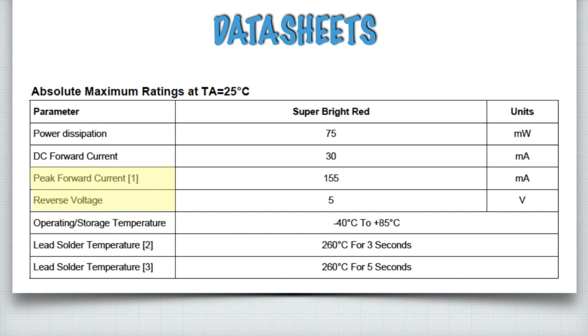And the one above that, which is the DC forward current, is 30 milliamps. That is the amount of current that it draws to make it turn on. And the one above it, the 75 milliwatts, that's the power dissipation. That's how much power it takes to make it turn on. So those are the ones that are important for us in our discussion today.